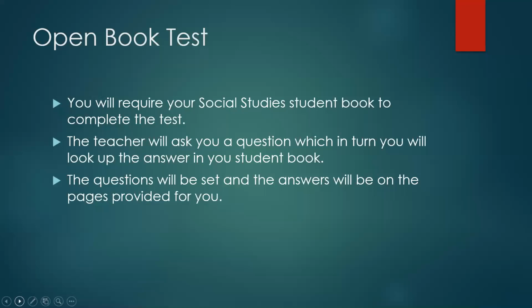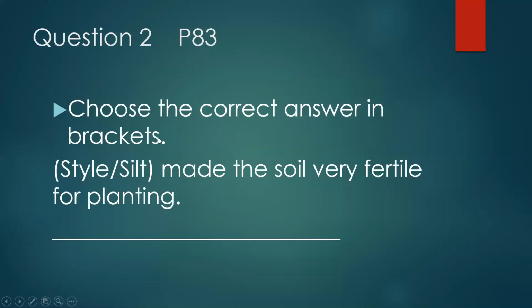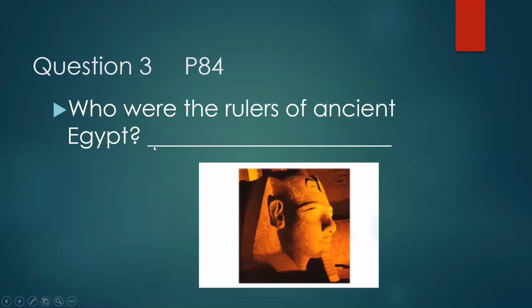So we're going to go through the questions first. So we are looking at question 1. We'll find on page 83, during which age did the great Egyptian civilization develop? Going on to question number 2, we will also find on page 83, choose the correct answer in the brackets. Style or silt made the soil very fertile for planting. Question number 3, found on page 84.